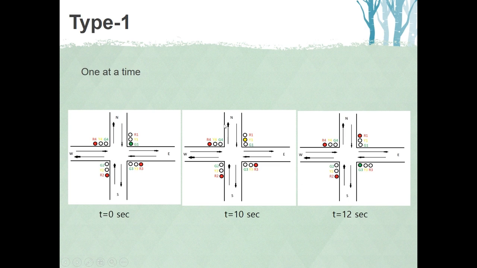Now coming to the first type of crossing, this crossing is one at a time. So here what happens is that only traffic from one direction is allowed and all other traffic is made to stop. So there's green light only from north direction, and east, west and south direction have a red light on. So traffic coming from north direction can go to any of the three other directions. Now after a delay, this green light turns red and some other lane's green light turns on. So here the traffic coming from east now gets the green light and it can go to any of the three lanes available, and all other traffic stops.